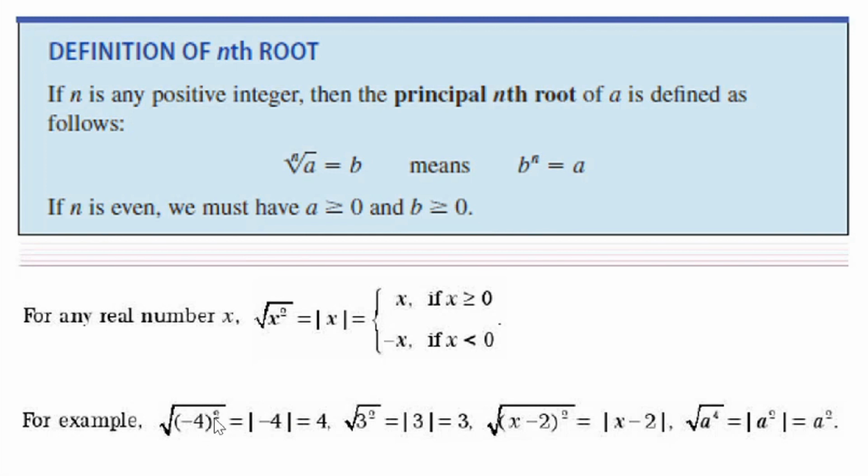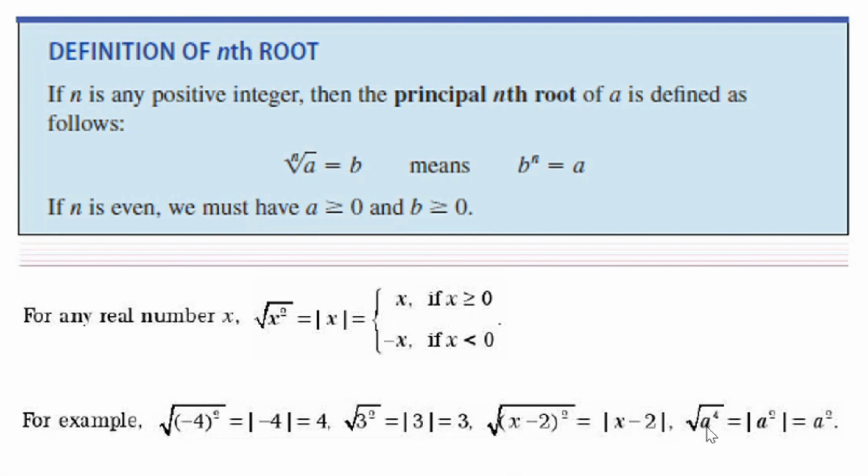Now, another example, we have the square root of the square of negative 4. Since the exponent is 2 and the index is also 2, we can cancel 2. The remaining now is the absolute value of negative 4. But the absolute value of negative 4 is equal to 4. Then the other example is the square root of 3 squared. So the absolute value of 3 is equal to 3.